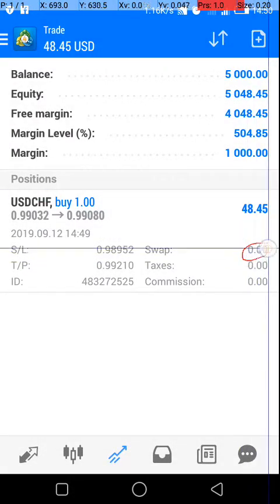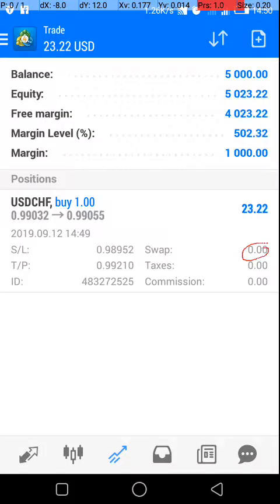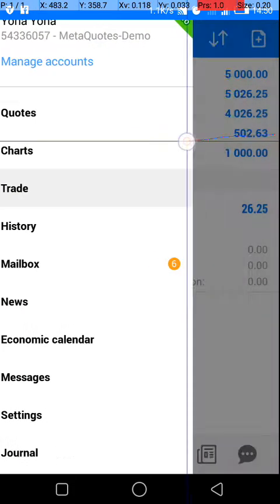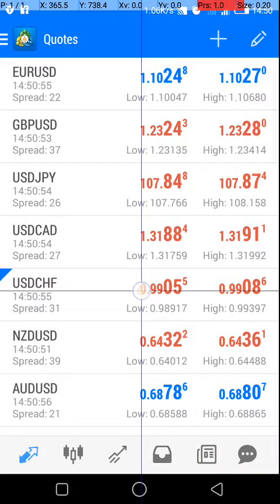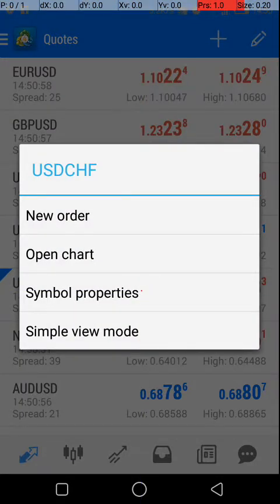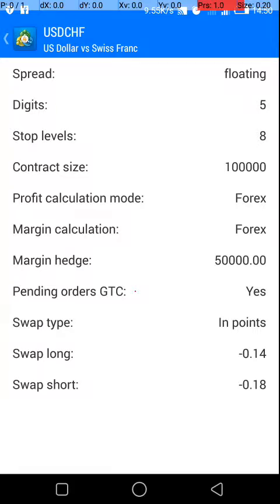Swap, it depends on the broker. Yeah, actually it depends on the broker. You can view each swap here from the quotes, and you can hold on symbol properties. We have swap somewhere. Yeah, swap long.